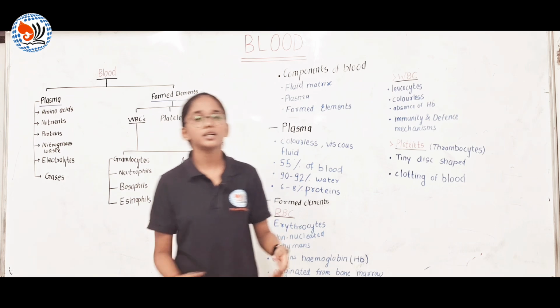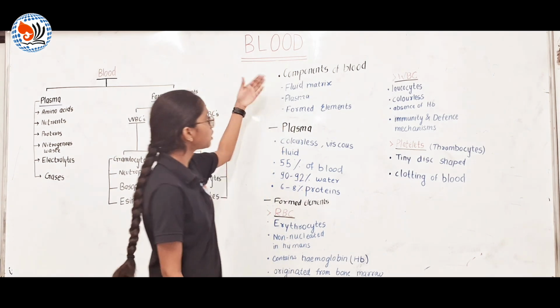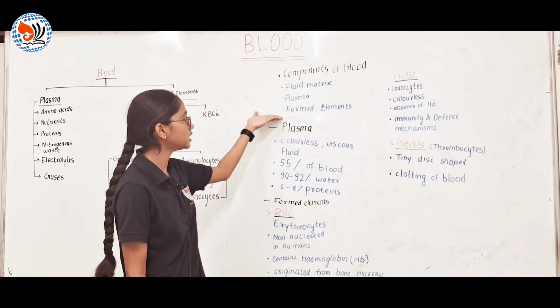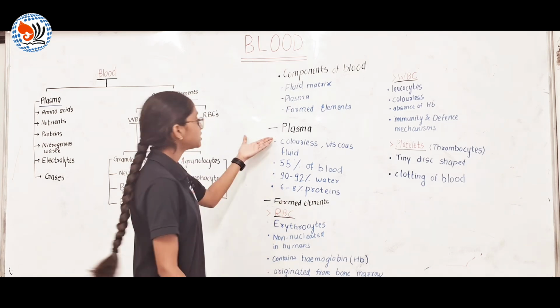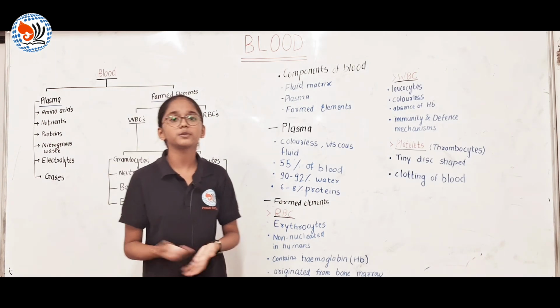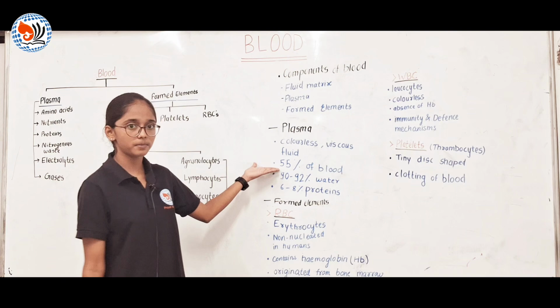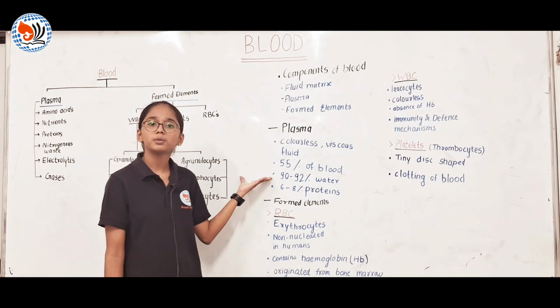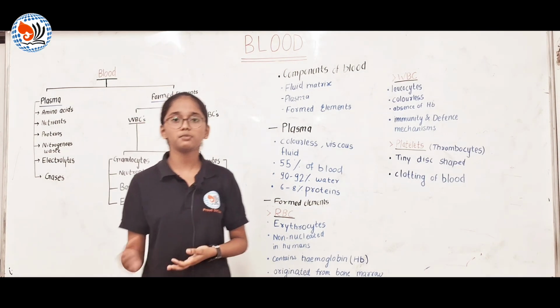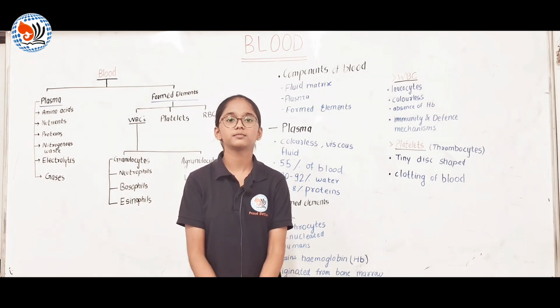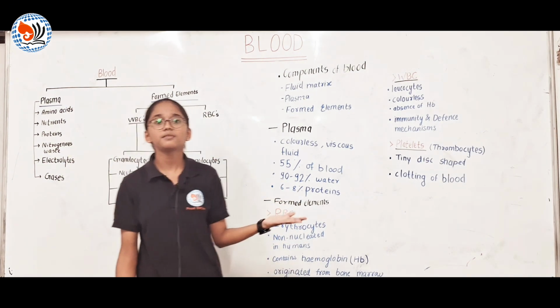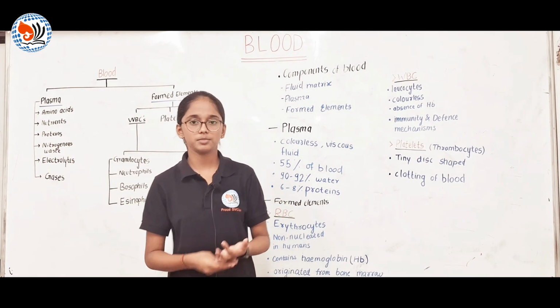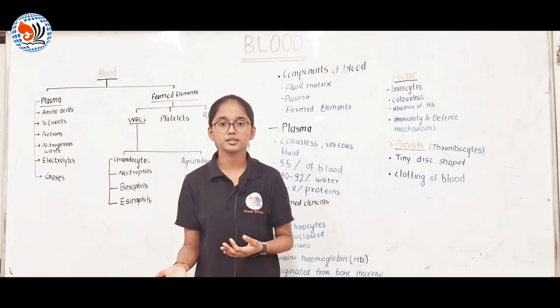Components of blood. Blood is a special connective tissue consisting of fluid matrix, plasma, and form elements. Plasma is a colorless viscous fluid constituting nearly 55% of blood, 90 to 92% water and 6 to 8% proteins. Form elements are further divided into three types: RBCs, WBCs, and platelets.